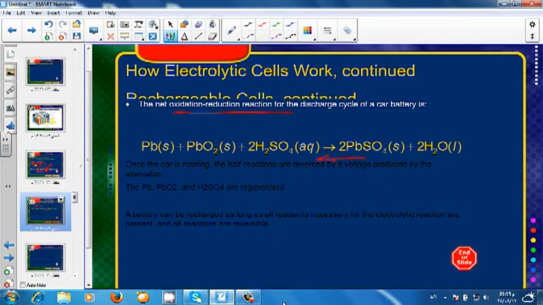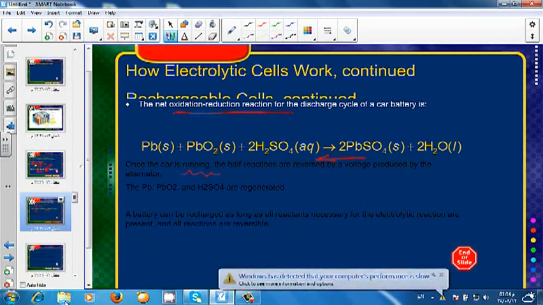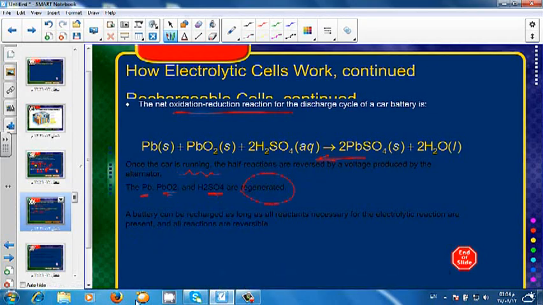Once the car is running, the half reactions are reversed, they move in the opposite direction by a voltage produced by the alternator. So I have an alternator, a part fixed within the battery, that allows, during running of our engine, the battery to use the reverse reaction in order to regain our reactants again. The reactants are the lead oxide and the sulfuric acid solution, which are regenerated again.